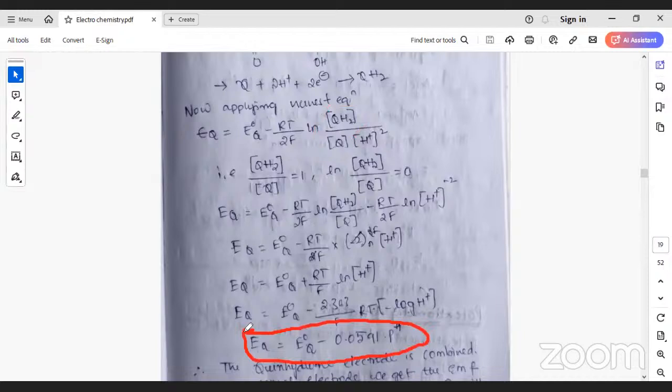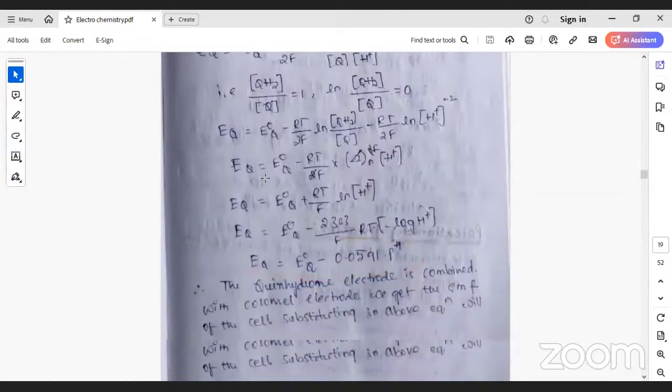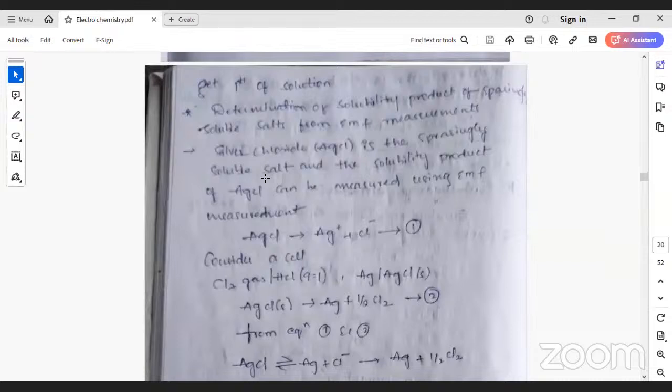As we utilize the hydrogen gas electrode, we can get the pH of the electrolyte solution. Instead of the hydrogen gas electrode, we can utilize this quinhydrone electrode. This electrode also gives the pH of an electrolyte solution. That's why, instead of the hydrogen electrode, we can use these subsidiary electrodes.